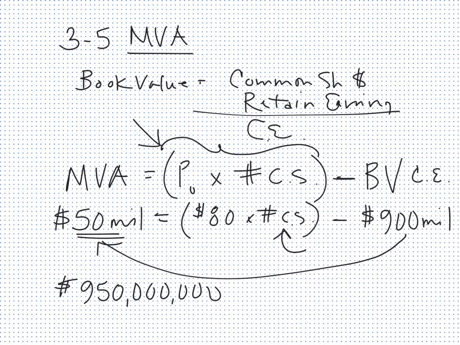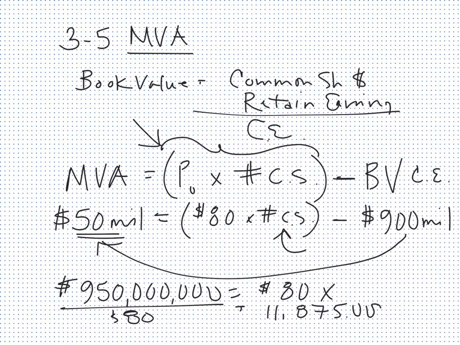So I know that 950 million is going to equal $80 times something. And this something is my number of common shares. So then at that point I can solve for that. I'll divide 950 million by 80, and that will give me the number of common shares. So I have 11,875 is the number. It's not a dollar amount, it's the number.